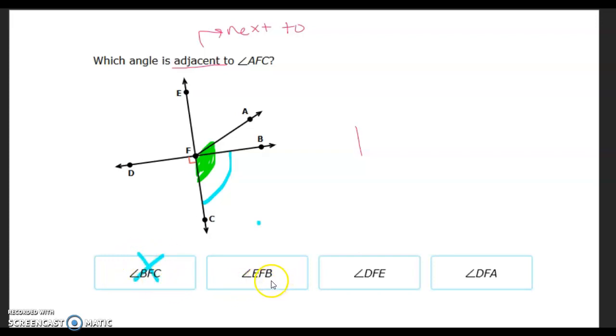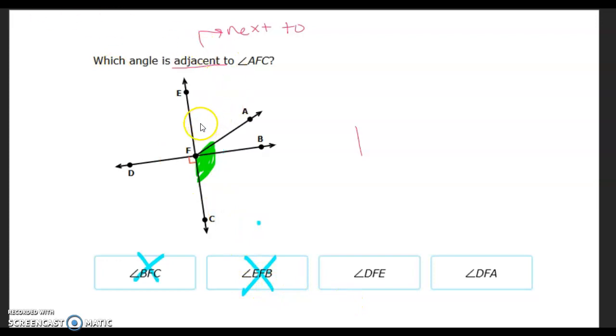So let's try E, F, and B. Let me erase that so we do not get confused. So E, F, and B is right here. That also includes the angle. It's not next to it. So it can't be that one.